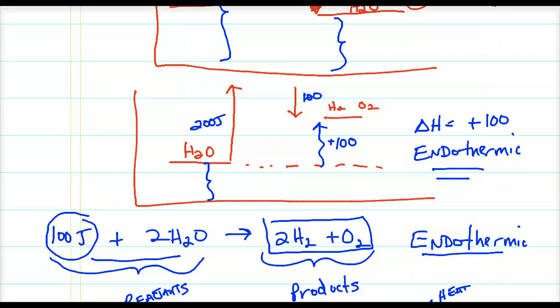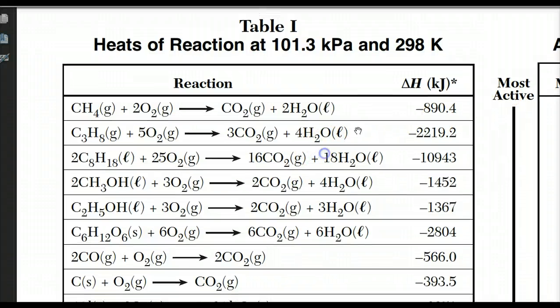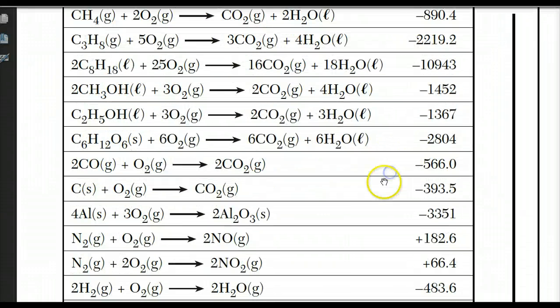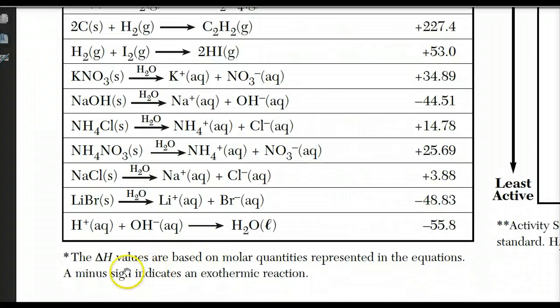If I was to go to a reference table, and I'm giving you Table I, and again, we're going to do this much later, but here's Table I. Look at delta H here. This is methane combusting. These are combustion, burning reactions. Look, they make CO2 and water. Why is delta H negative? Was energy released or absorbed? Well, if you forget, the reference table, which by the way is part of the New York State curriculum, even tells you minus sign, exothermic.